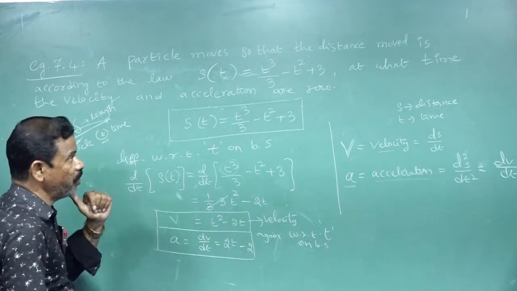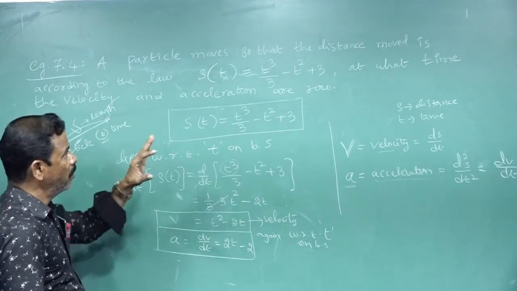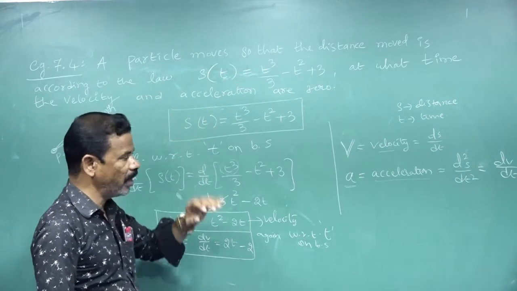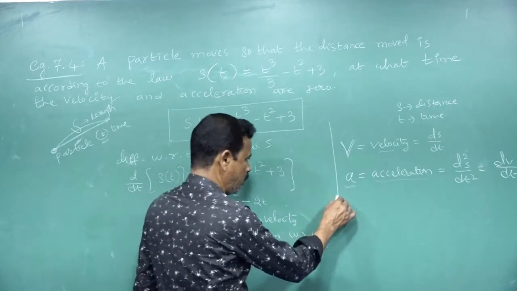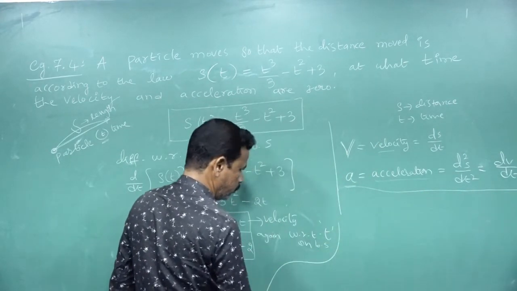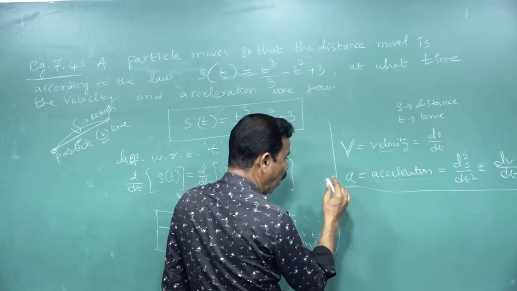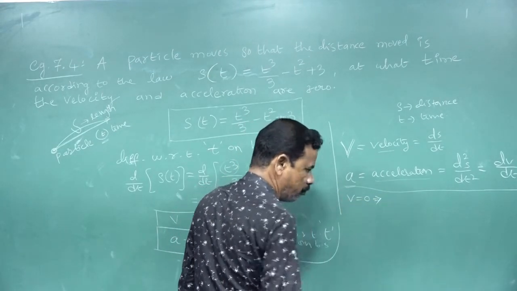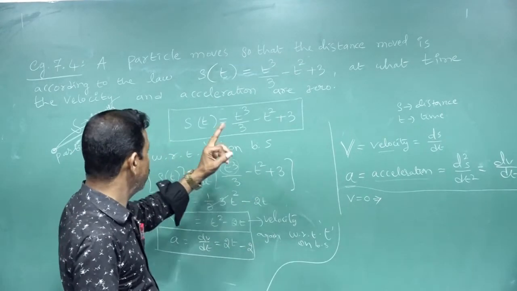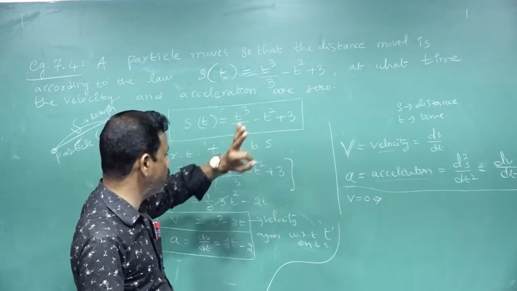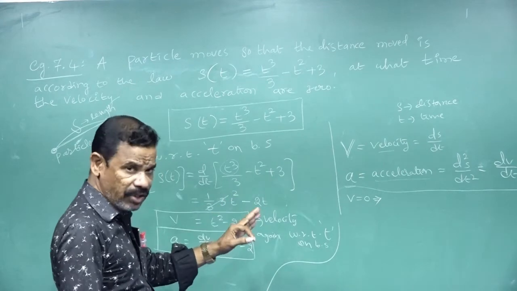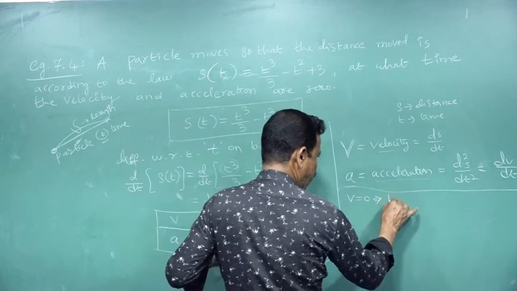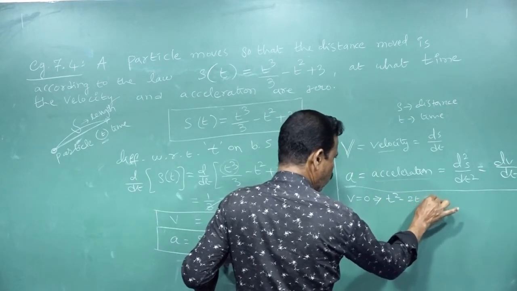So the actual question is what? At what time the velocity and acceleration are 0? At what time is it asking? Velocity is equal to 0, when the acceleration and velocity is 0. So we consider v is equal to 0. What is v? t square minus 2t. t square minus 2t is equal to 0.